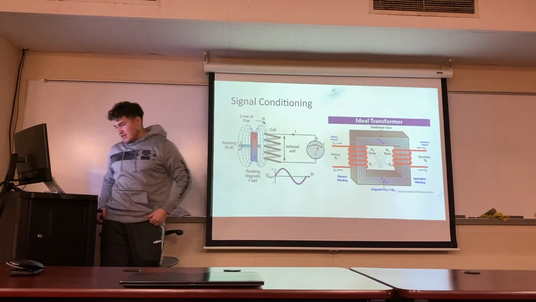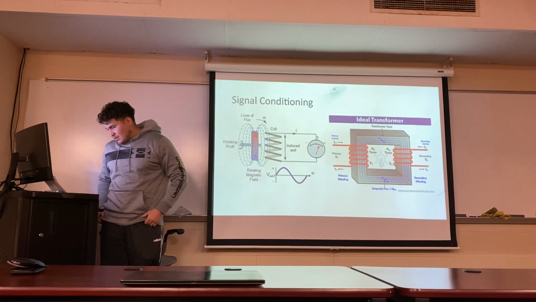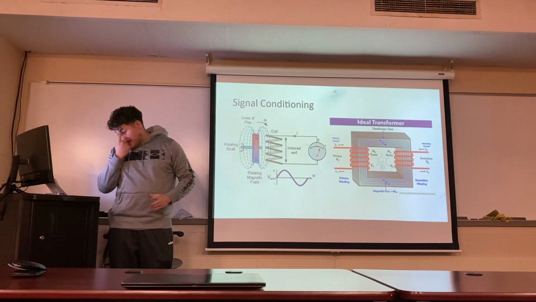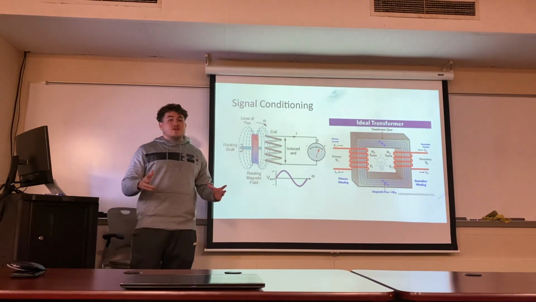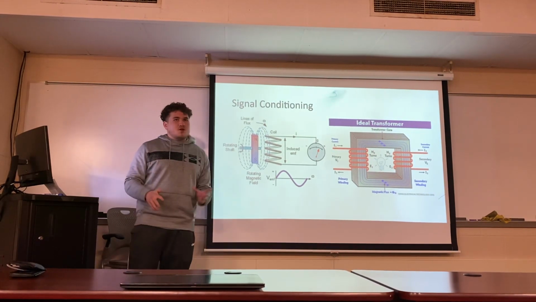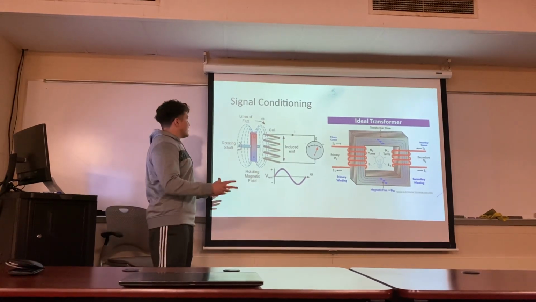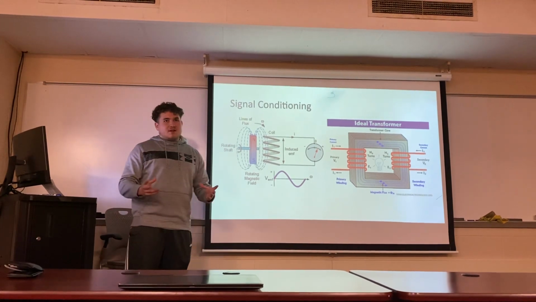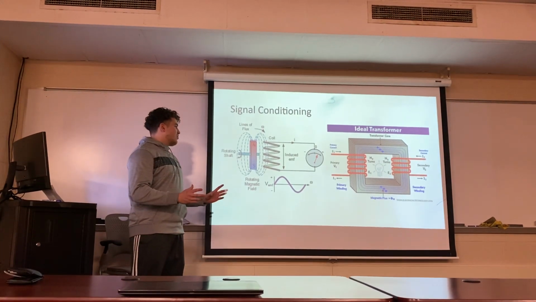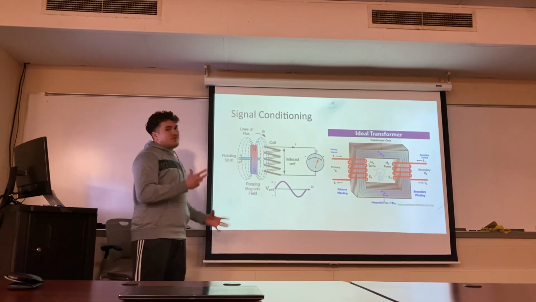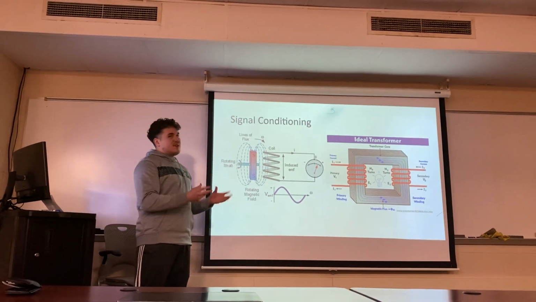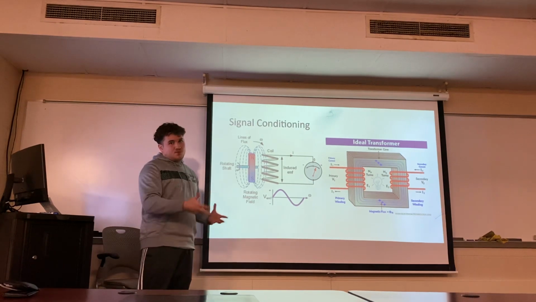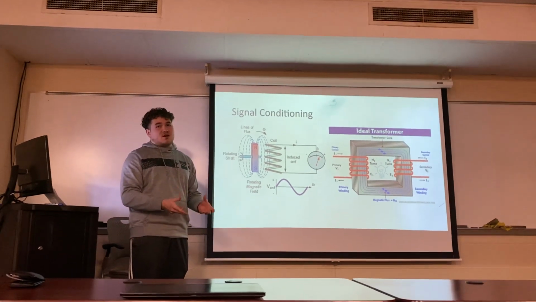So signal conditioning. The AC electrical signals generated from the transducer are often very weak and unusable. So the way we can increase the signal is through a transformer. A transformer is basically a magnetic core wrapped in coils, and if a transformer is oriented a very specific way, it can increase the signal. The type of transformer that can do this is called a step-up transformer.